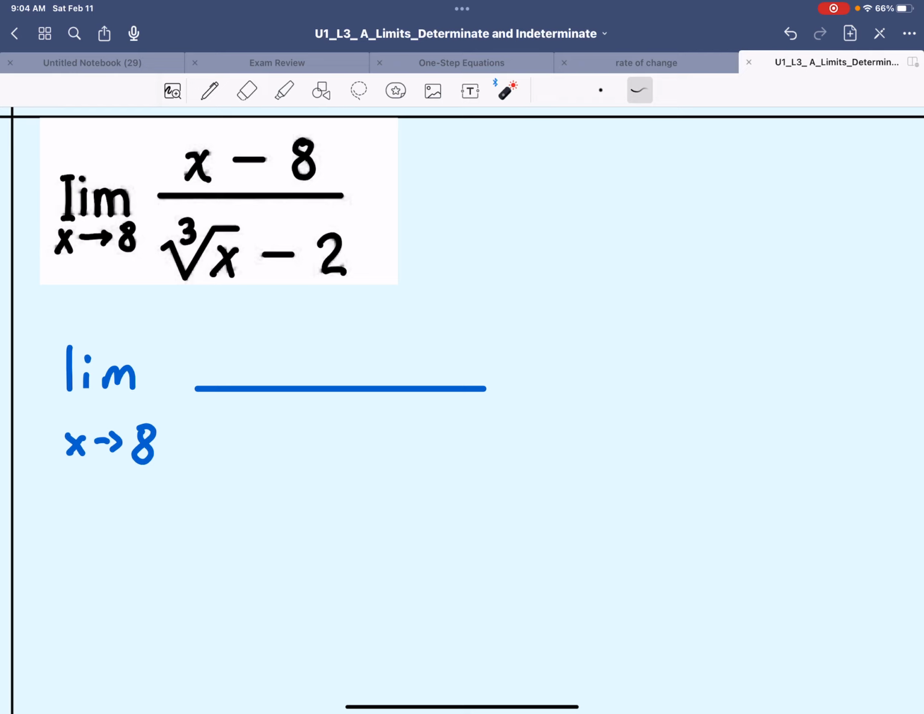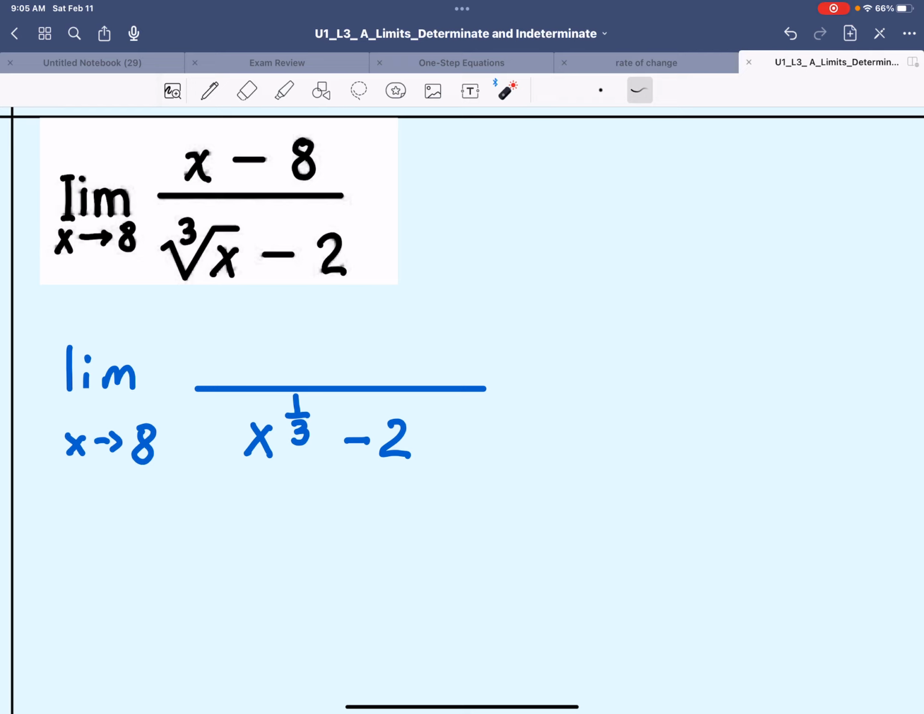So I'm going to rewrite this entire expression a little bit differently. I'm going to start off with the denominator because that's the source of all the troubles. So instead of the third root of x, I'll write it as x to the power 1 over 3, and then minus 2. Now I'm going to move on to the numerator, and I'm going to try to make the terms in the numerator resemble the terms in the denominator so that I can somehow simplify.